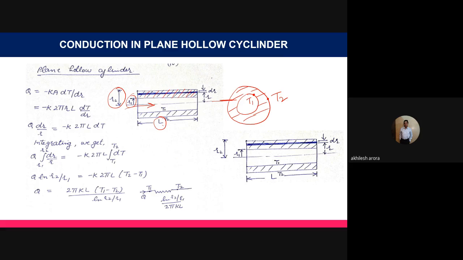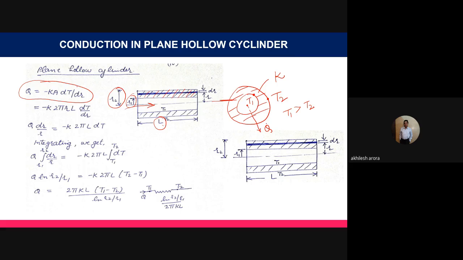We also say that the heat transfer is taking place only in the radial direction. This is the direction of the heat transfer, q dot, and T1 is greater than T2, and the thermal conductivity of the cylinder material is k. So now we want to calculate the value of the heat transfer. This is Fourier's conduction equation for a plain hollow cylinder: minus k A dT by dr.